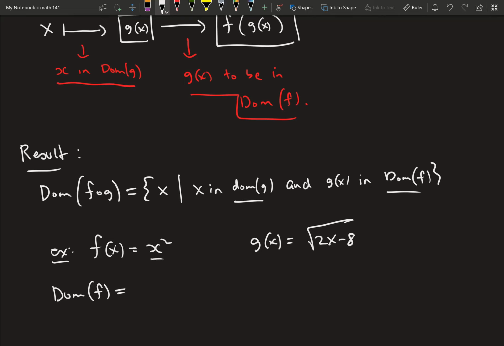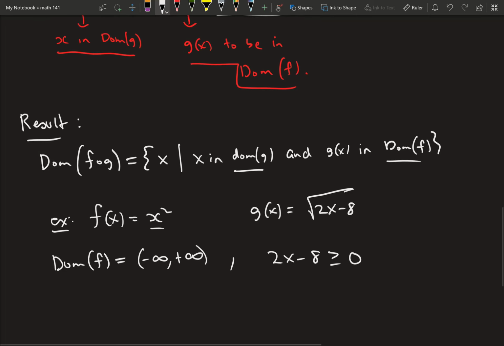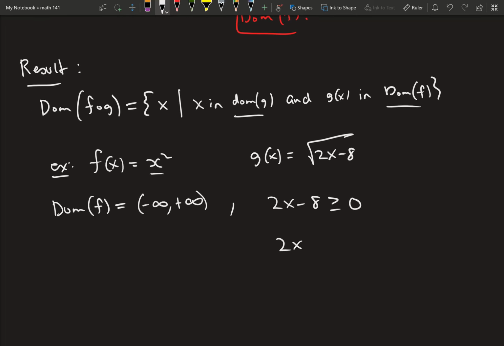Well, f is just a polynomial, and remember that for all polynomials, our domain is simply all real numbers. For g here, we have a square root, and anytime we have a square root, we require whatever is inside the square root to be at least 0. So we have 2x at least 8, so x has to be greater than or equal to 4. So the domain of g is 4 to infinity.